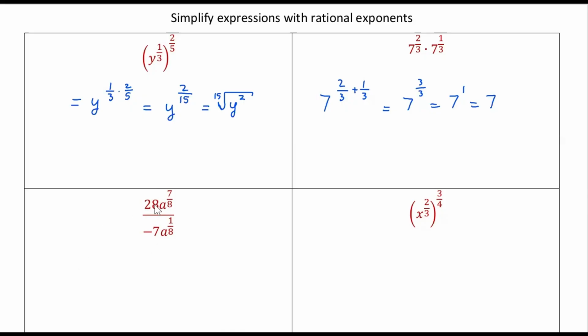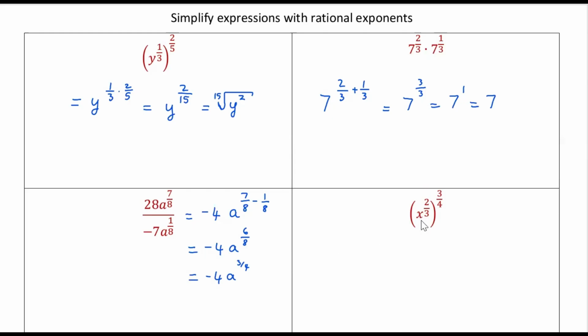The next example, we will divide the coefficients 28 by -7, which will give us -4. So using the quotient rule, we can subtract the exponents. The result will be -4 a to the power 6/8, which can simplify to -4 a to the power 3/4. We can leave it this way, or we can write it in radical notation.